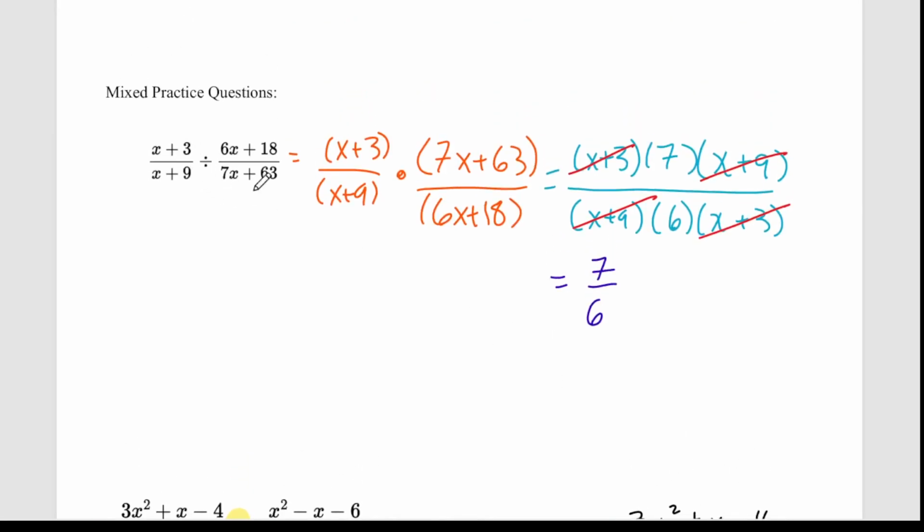If you are given a division problem instead, then you first want to do keep change flip. So you want to keep the first number the same, change the division to multiplication, and then flip the second fraction, aka notice that dividing by a fraction is the same thing as multiplying by its reciprocal, and then you're just going to handle it as though it's a multiplication problem from there.